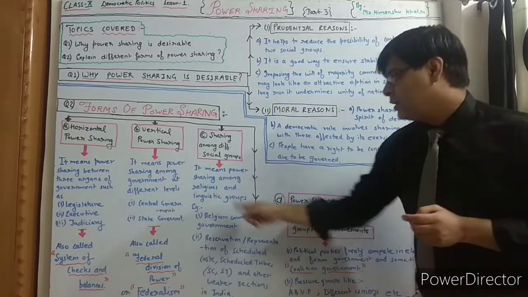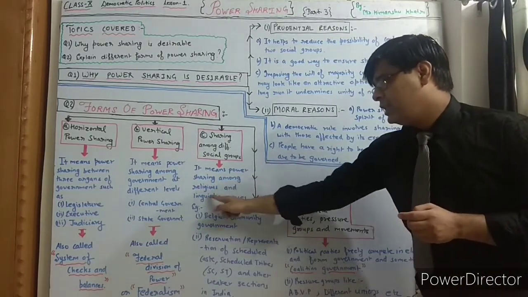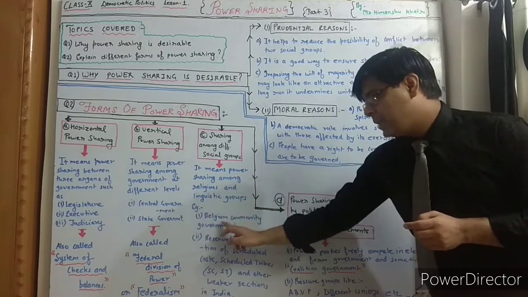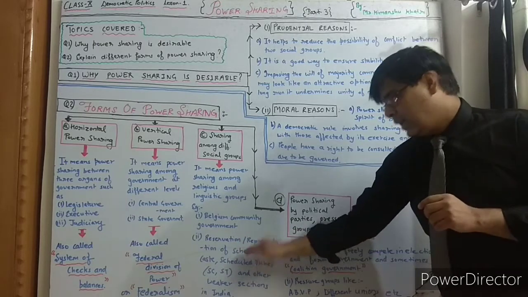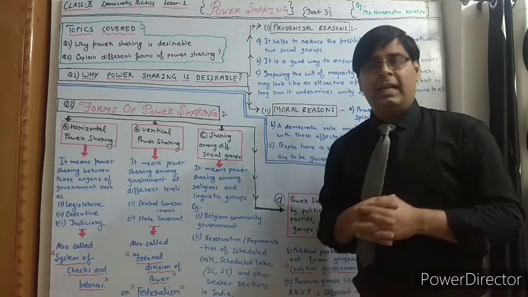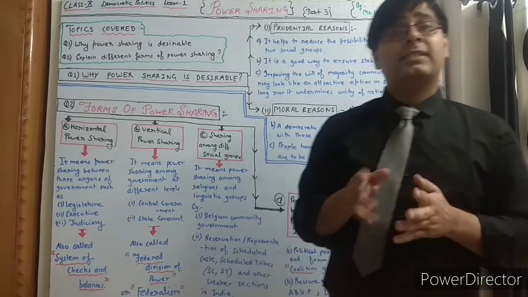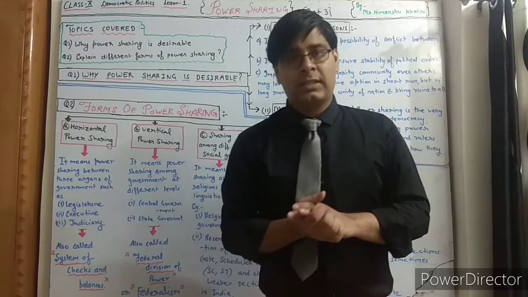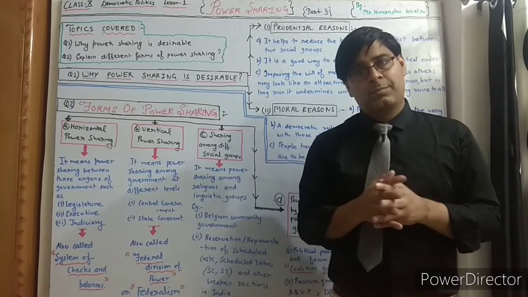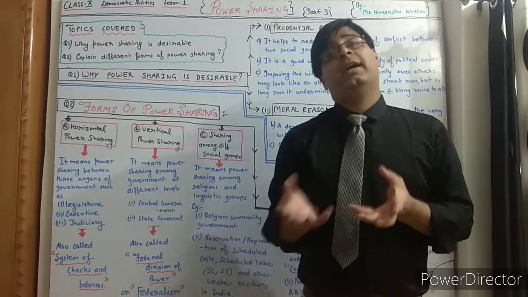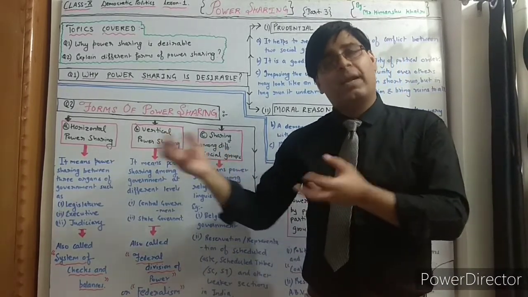Okay, see it again. It means power sharing among religious and linguistic groups. Example, Belgium community government. Now again in India, you might find SC, ST, OBCs: scheduled castes, scheduled tribes, and other backward classes. They are also having some power. They are also getting reservations. Why? Because they belong to backward areas.